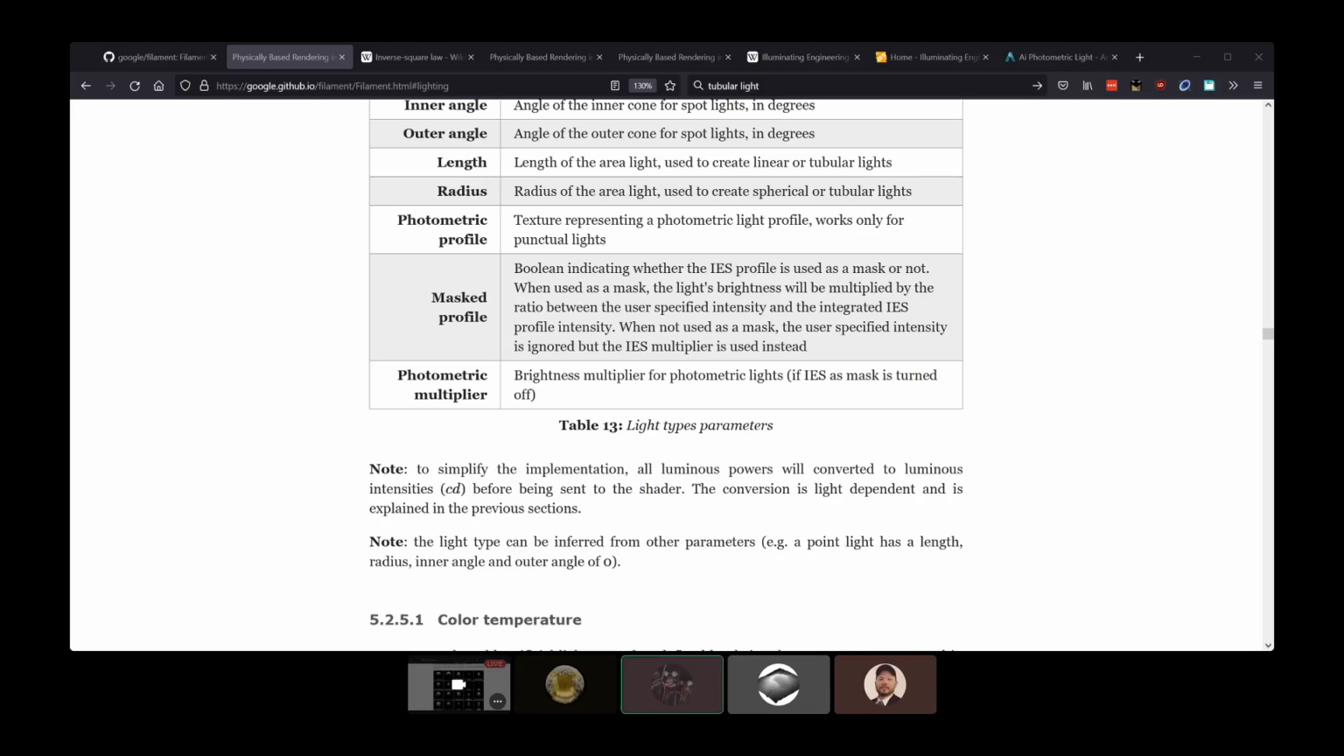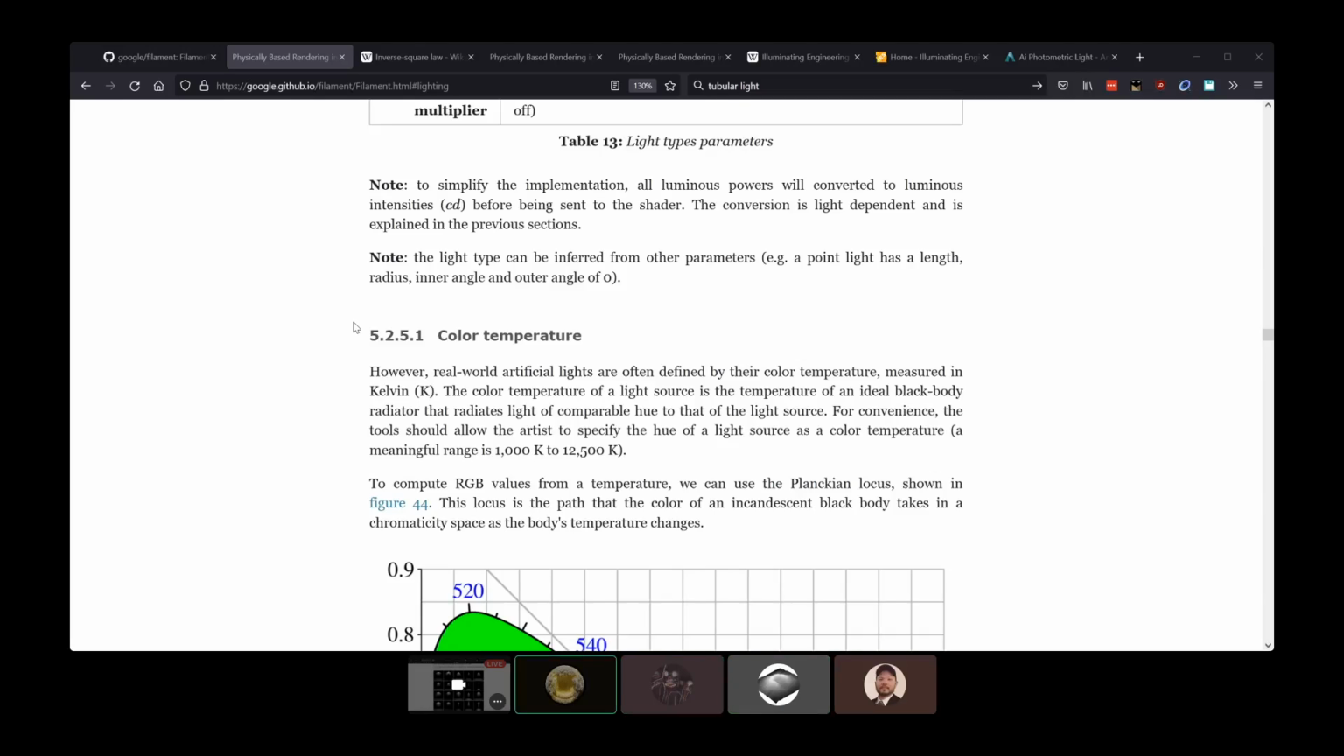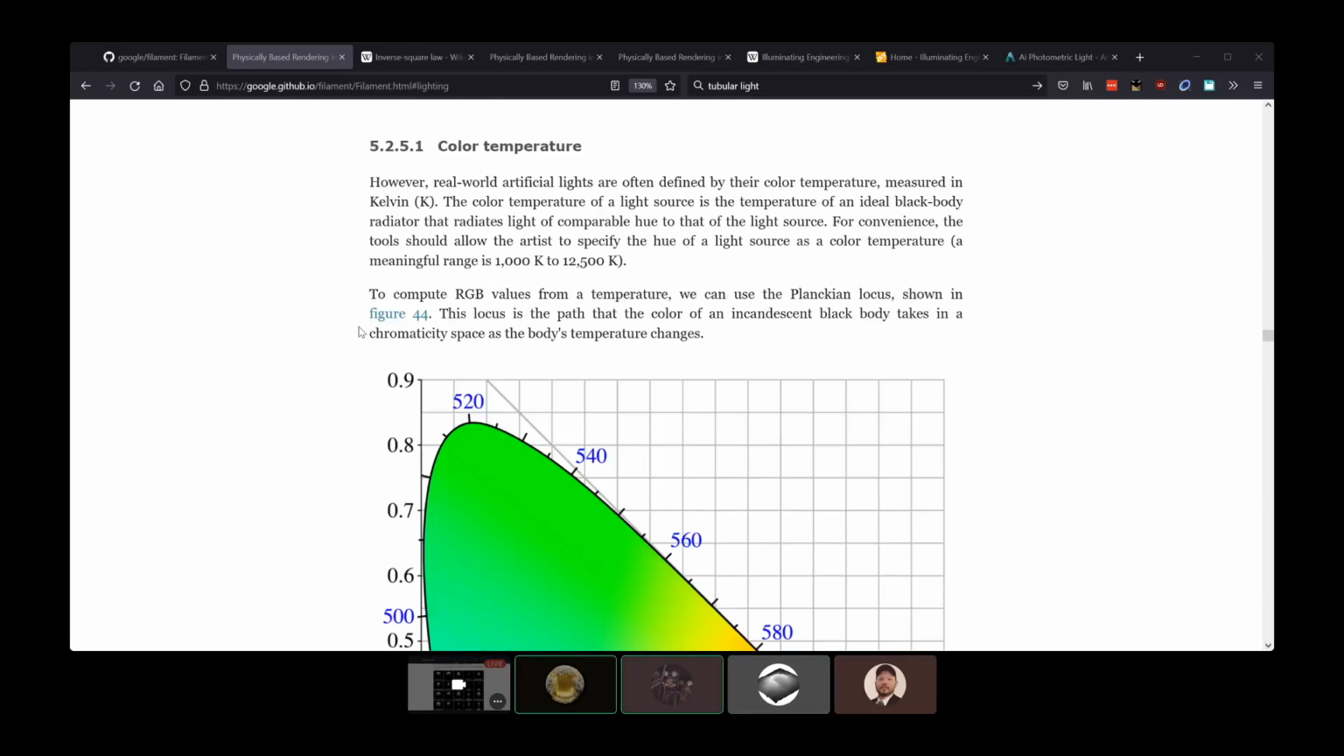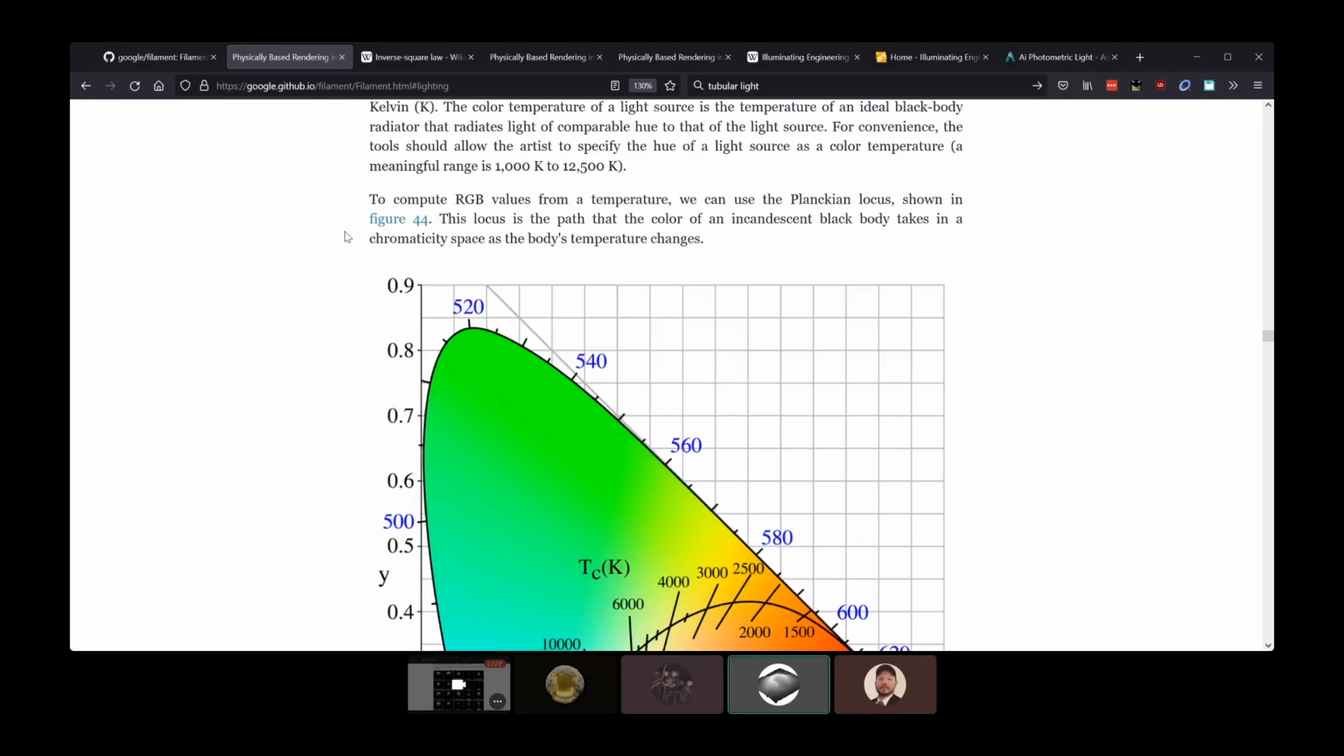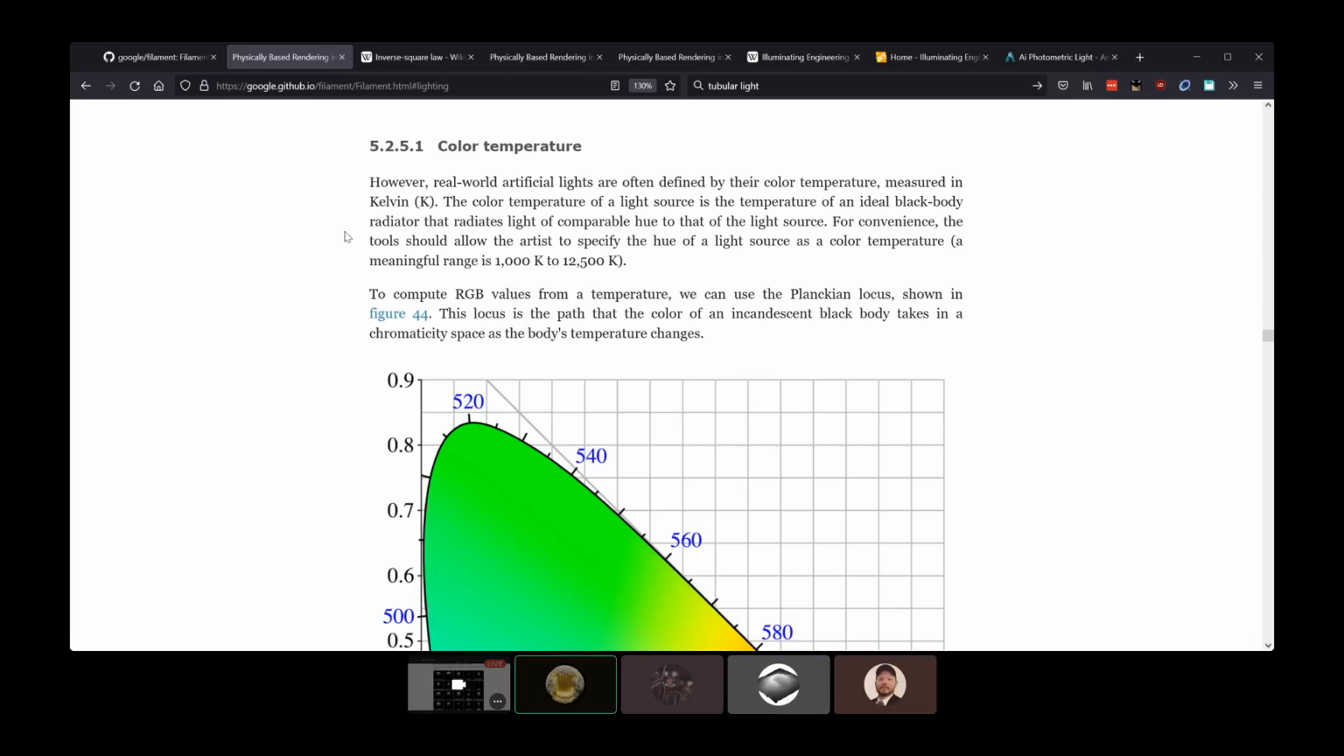Are we good on the parameterization? Yeah, sorry, I'm answering someone's question. Color temperature. Oh, jeez. Artificial lights. If we start doing CIE, I'm going to skip it.